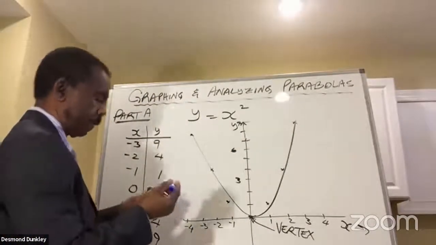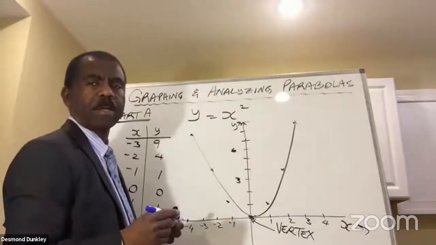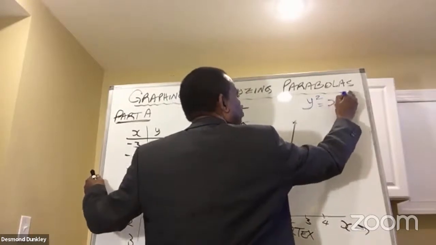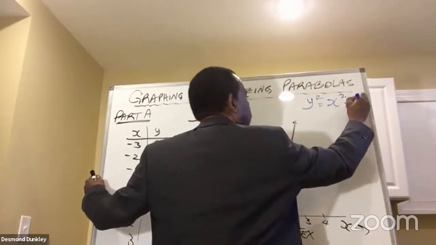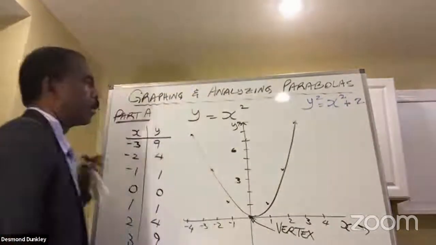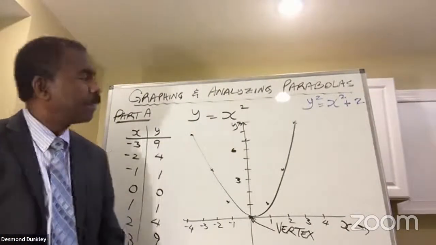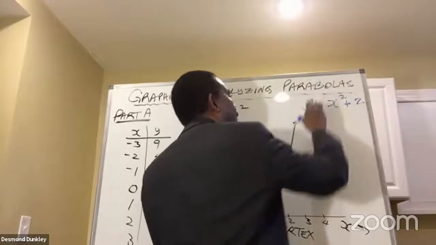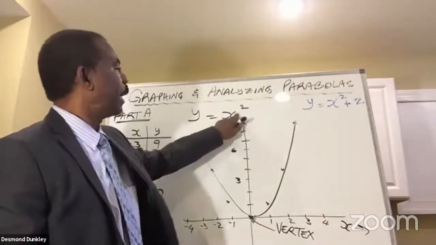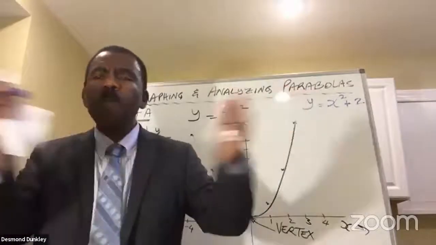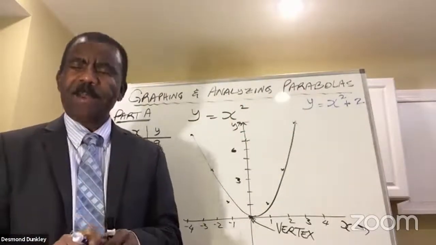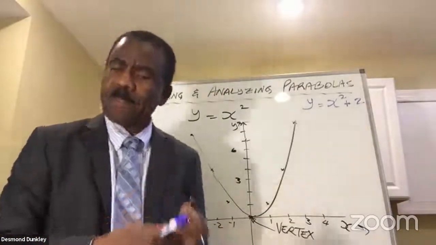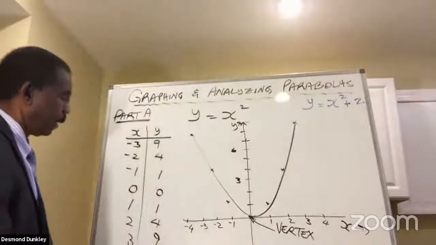What happens if, instead of y equal to x squared, we had y equal to x squared plus 2? What would happen to the graph? How will that affect the graph? How will it shift the graph? Would it shift or would it stay the same? Very good question.